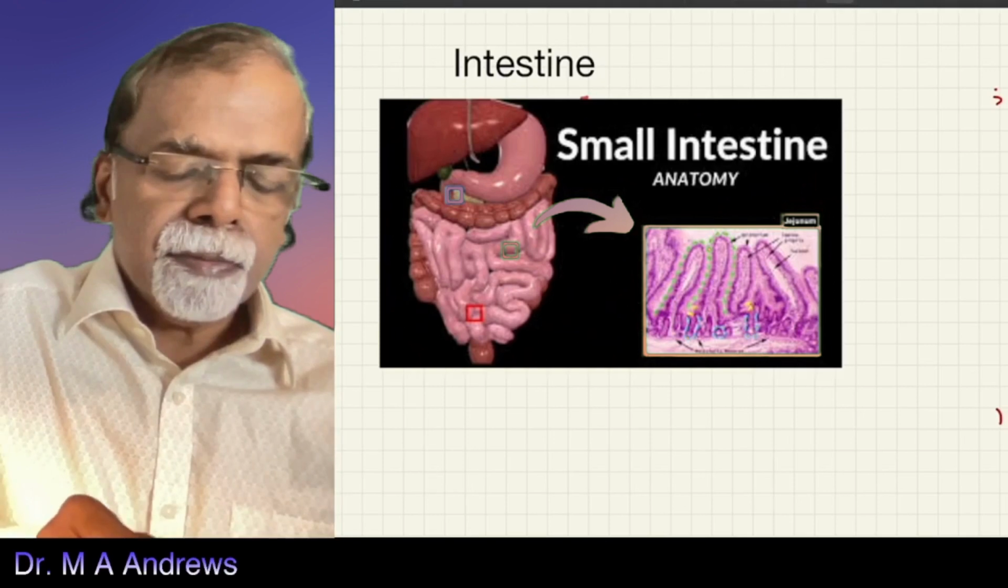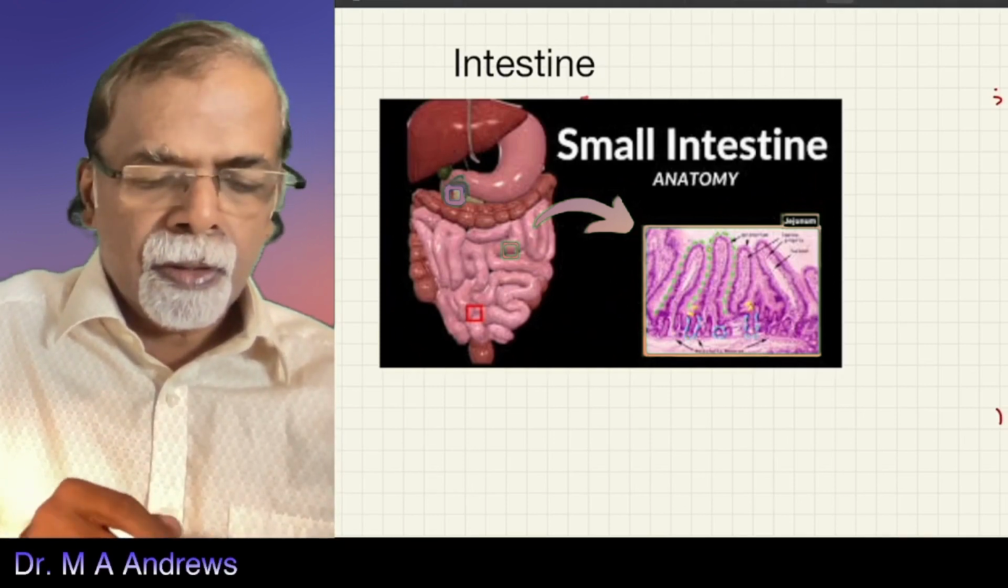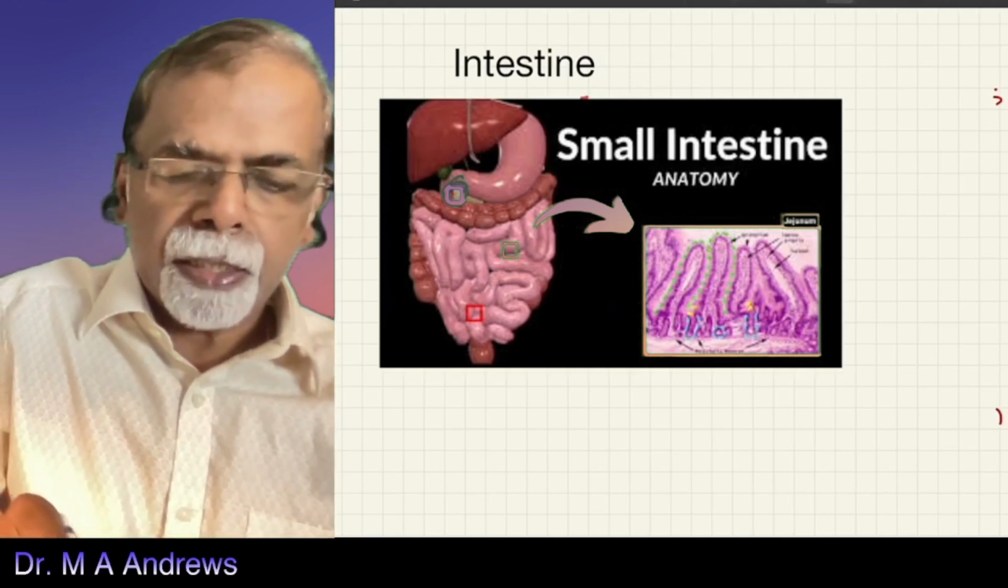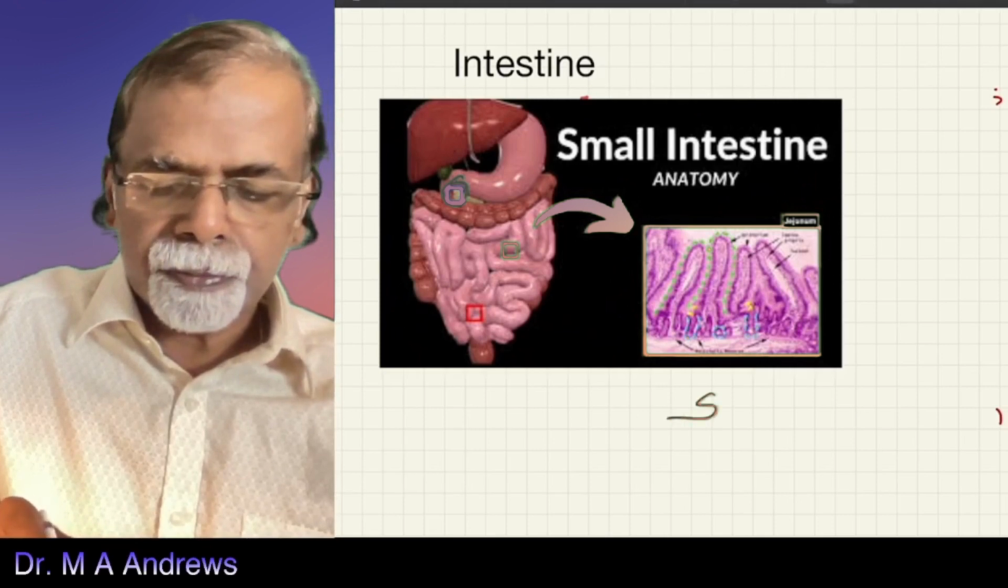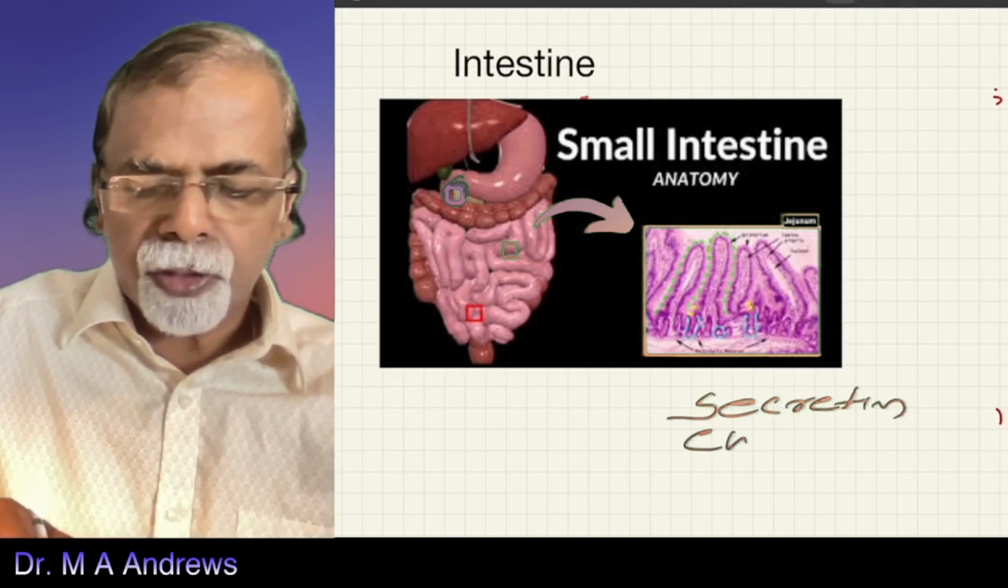The acidic chyme stimulates the intestinal mucosa to produce two hormones. They are the secretin and cholecystokinin.